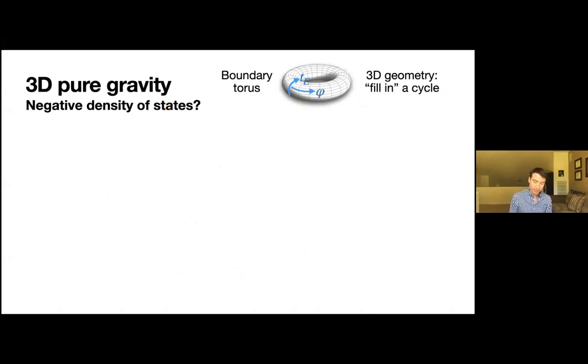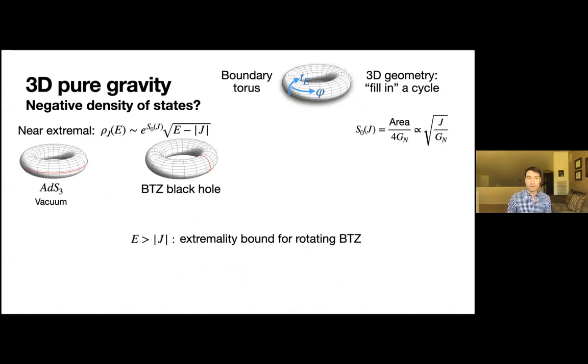So let's see where this negative density of states comes from from this perspective. What we want to compute is a partition function. So we have some torus on the boundary. This is providing our boundary conditions. And the 3D geometries we need involve choosing a cycle to fill in and making a solid torus. If you fill in the spatial cycle, you get empty AdS3. This just gives you the vacuum state, so this isn't that interesting for us. If you fill in the thermal circle, of course, you get a Euclidean black hole.